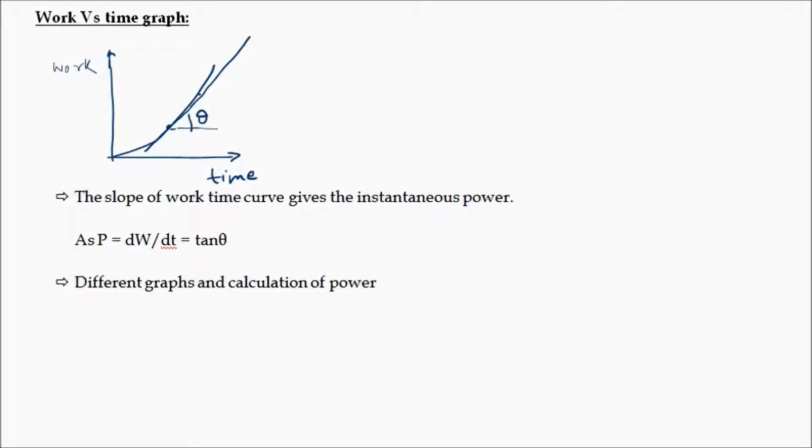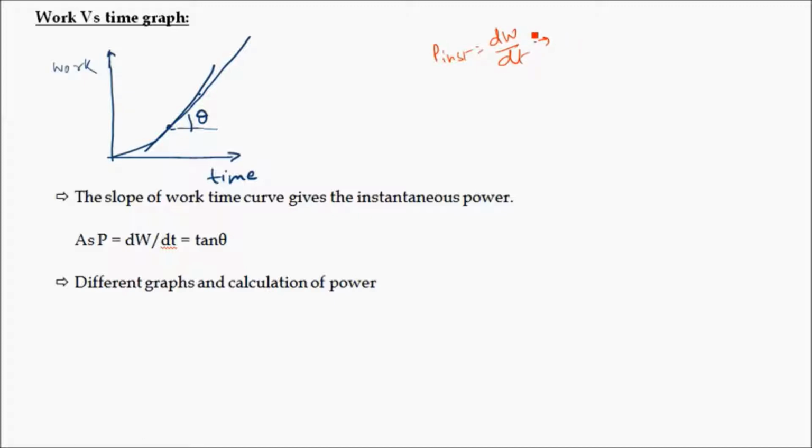We'll see the work time graph. So what is the work time graph? If I plot the work on the y-axis and time on the x-axis, we get the graph known as the work time graph. The slope of this work time graph gives you the value of instantaneous power, as we know that instantaneous power is equal to dW by dt.